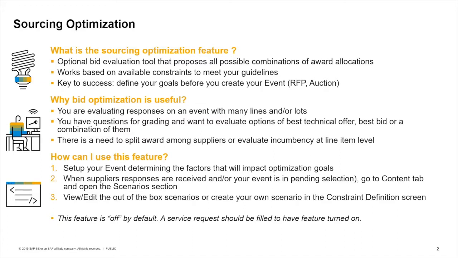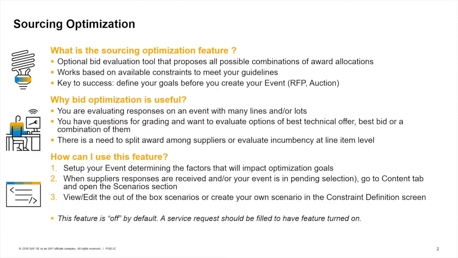And why is bid optimization useful? When you are evaluating responses from suppliers with many lines or lots, or you have a question for grading and want to evaluate your options of best technical offer or best bid, or even a combination of them. And where there is a need to split award among suppliers or even evaluate incumbents at line item level. These are the cases where you can usually leverage this function.